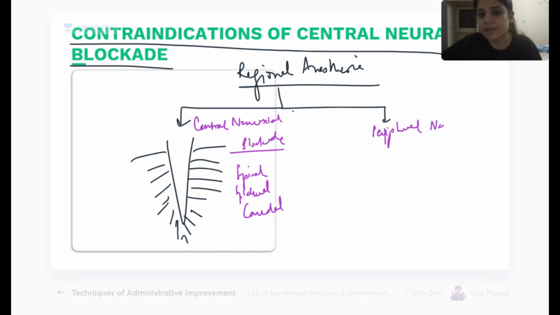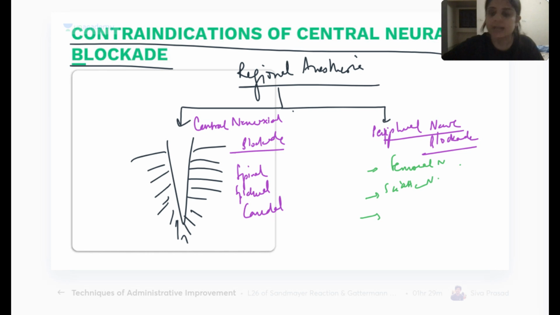So what do I do in peripheral nerve blockade? I find individual nerves and I block them. So any idea what individual nerves am I talking about to be blocked? Yes, I can find the femoral nerve and block it, so my leg will not have any sensation. I can find my sciatic nerve and block it. Okay, I can block the bunch of nerves that is present over here.